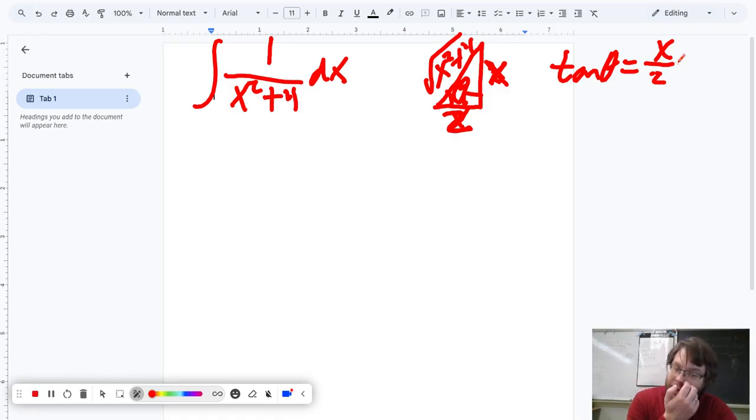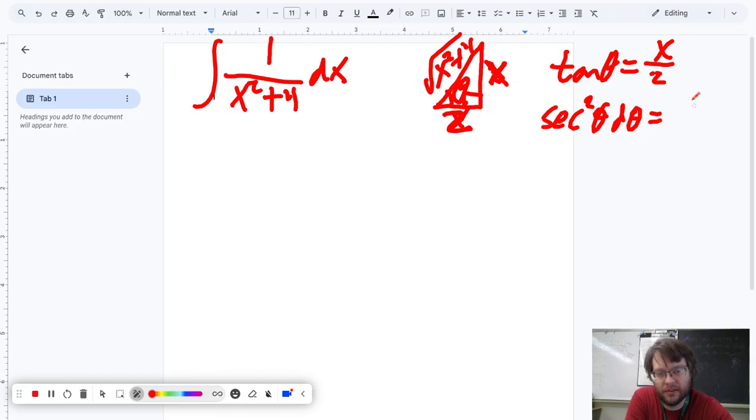I just want to be clear, I could have used x on the adjacent side, I just would have had a cotangent of theta, and that's just slightly more annoying because cotangent has negatives in its derivative. I'm going to take the derivative of tangent, which is secant squared theta d theta. I'm going to take the derivative of x over 2, which is 1/2 dx.